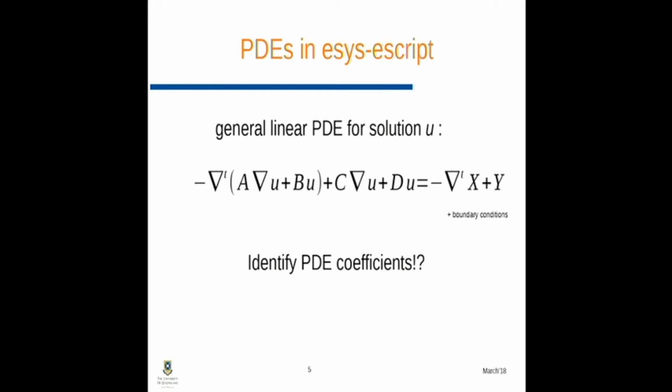So basically, if you have a problem, you have to map it to this kind of second-order differential equation. So we have to say in your script what is A, what is B, what is C, what is D, what is X, and what is Y.